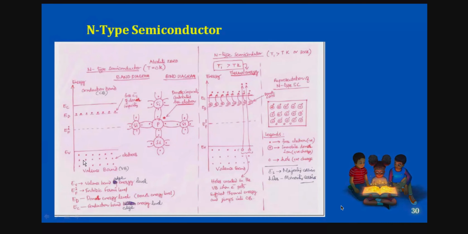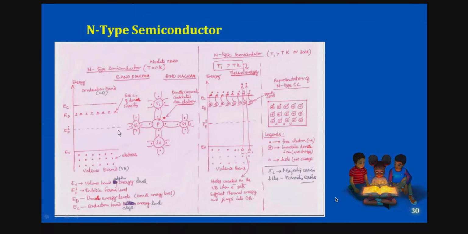Then coming to the valence electrons, they are bound in the covalent bonds, so there is no breakage. That means they are immobile, the electrons do not move. Why? Because we are considering T equal to 0 Kelvin. Now you can see the intrinsic Fermi level. I'll tell you why we call it the intrinsic Fermi level. Because it is exactly midway between the bottom level of the conduction band and the top level of the valence band. So this is called the intrinsic Fermi level.